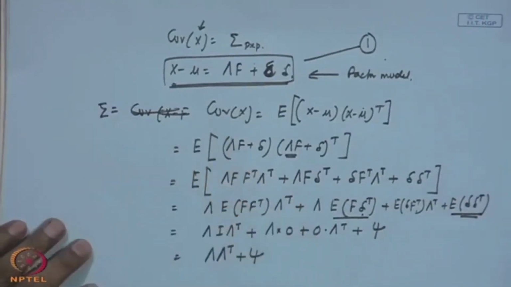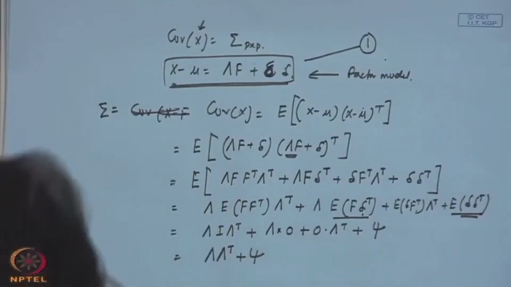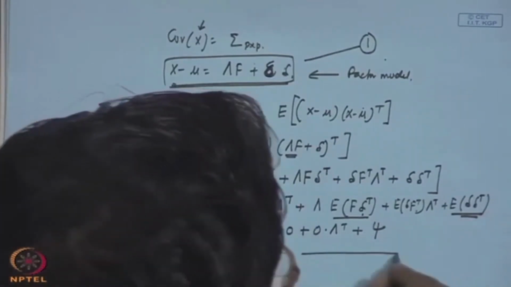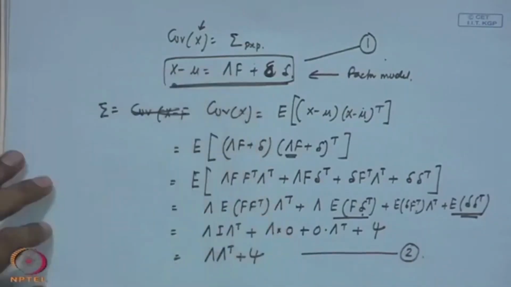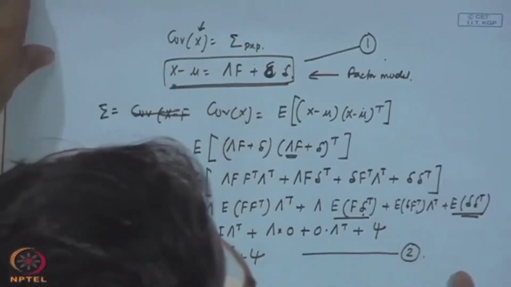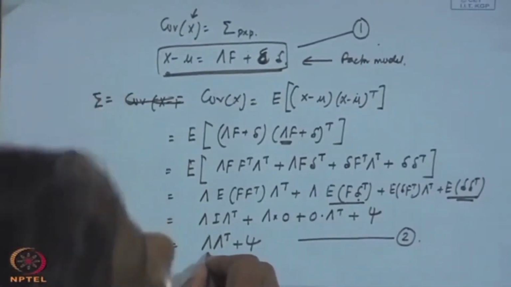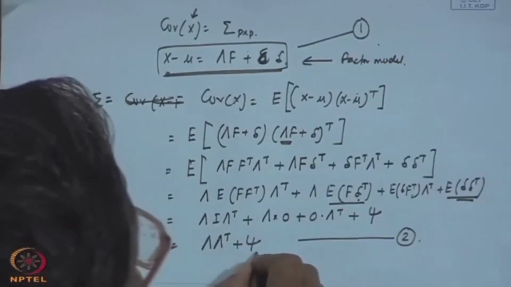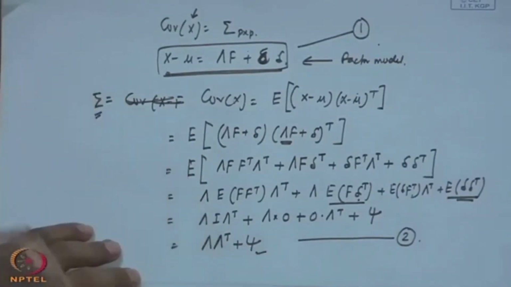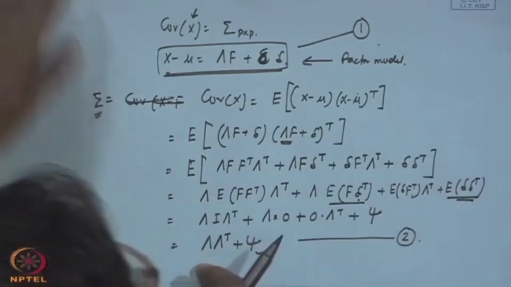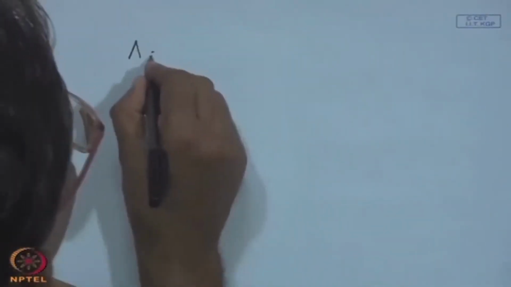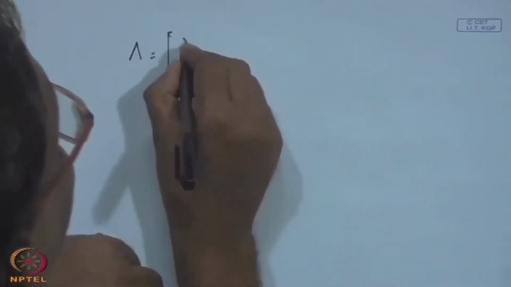Covariance of x is capital sigma. This is equation number 2, and this is the variability explanation point of view of this equation. So, that means if you know this capital lambda and then psi, you know this. Getting me? What is this capital lambda here? Can you remember what we have given?